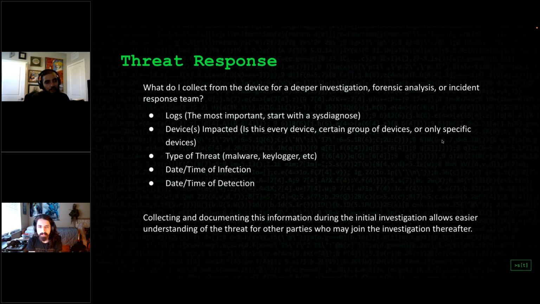The type of threat, right? If all the files are encrypted, we can safely assume it's ransomware. But try to identify what type of threat, at least what you're seeing from the threat, the date and time of the infection, and the date and time of the detection. Obviously, all these help to put together a clearer picture of what happened for whoever's going to pick up the investigation next, whether it's federal authorities, a security department, a SOC, etc.